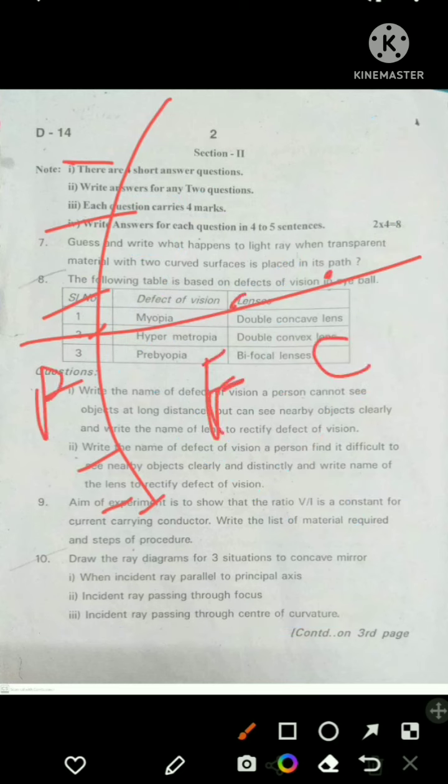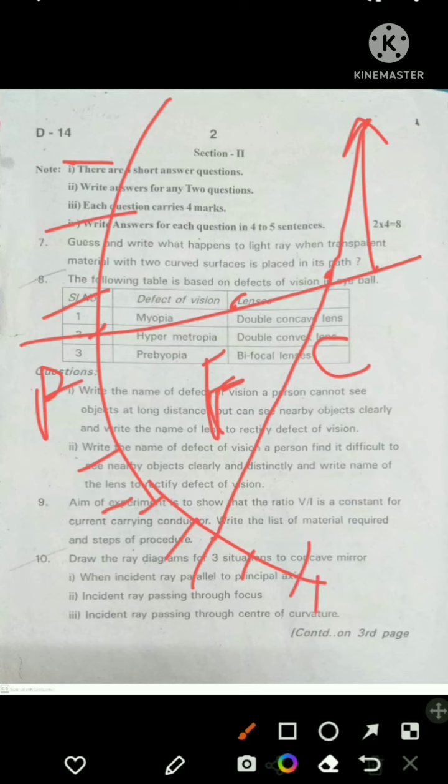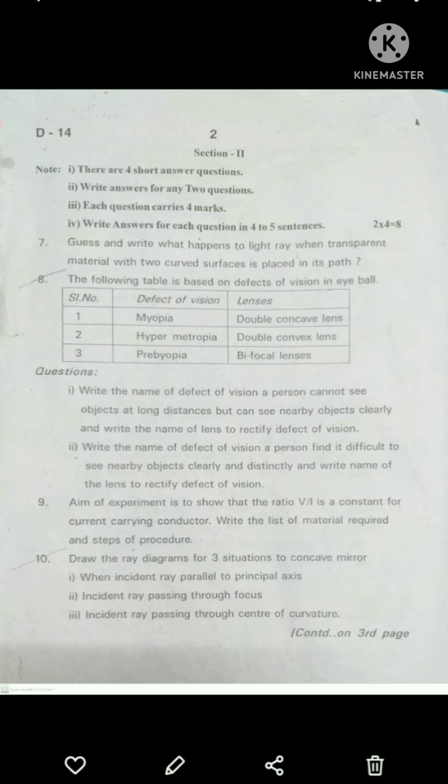I'll explain this diagram again. You have P, F, and C, that is pole, focus, and center of curvature. An object is there. From the object, a ray is passing through the center of curvature. You have to show the arrow. What happens? It goes back along the same path through that center of curvature only. That is the third bit. See, the questions are so simple. Next question is question number 11.